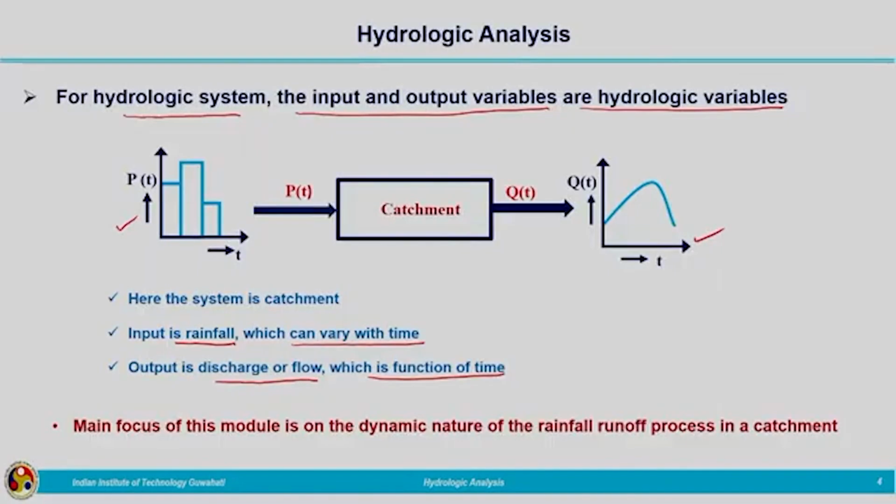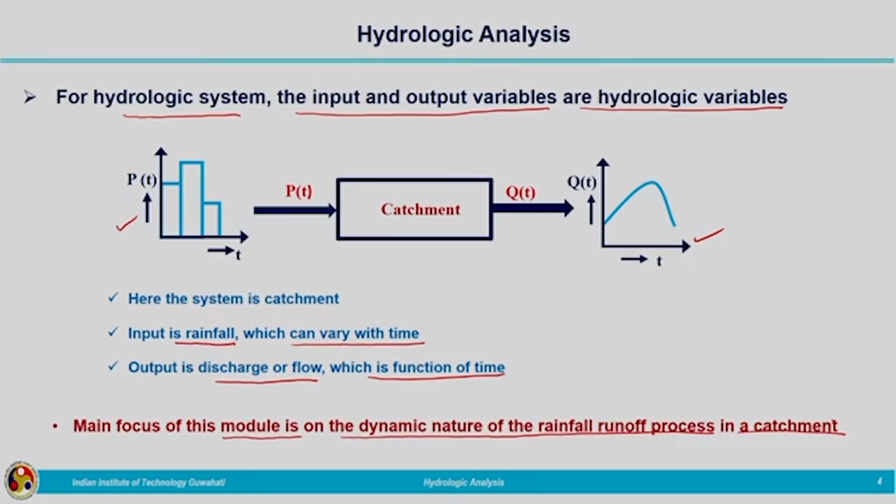In the case of rainfall, it is the runoff. So here we need to understand different processes thoroughly, which we have already discussed in previous modules, and how this rainfall is translated into runoff. That is what we are going to study in this module. So the main focus of this module is on the dynamic nature of the rainfall runoff process in a catchment.